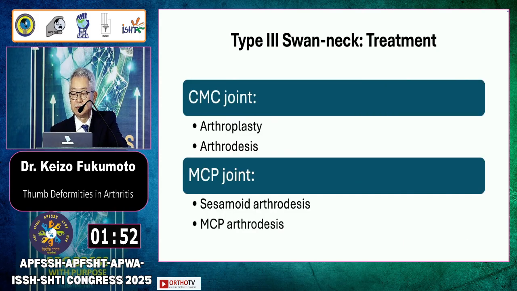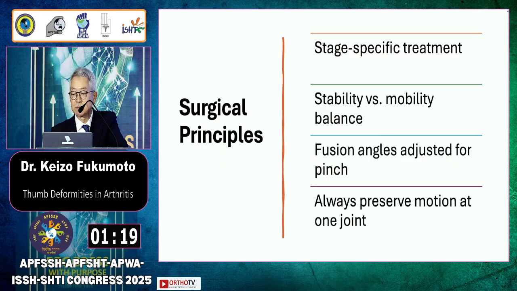For treatment, we usually need to address both the CMC and MCP joints. At the CMC level, we can choose arthroplasty or fusion. For the MCP, sesamoid arthrodesis helps control hyperextension. Otherwise, MCP arthrodesis is also a good option if stability is required. Suspension arthroplasty for the CMC joint with arthrodesis of the MCP joint is the most reliable combination.